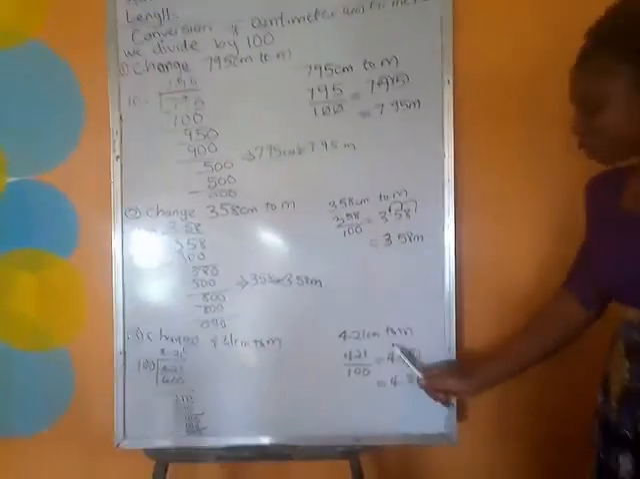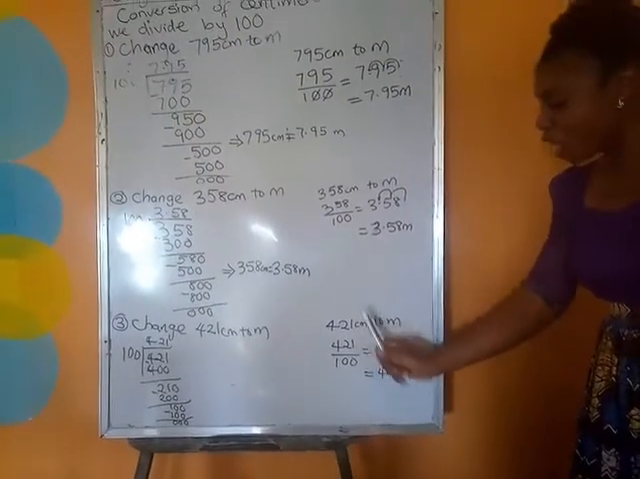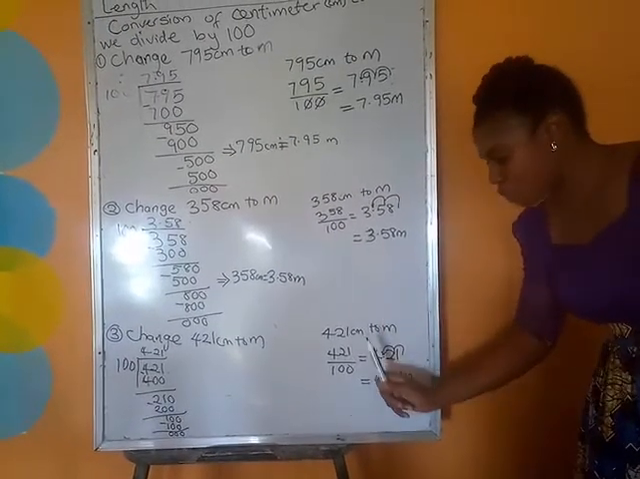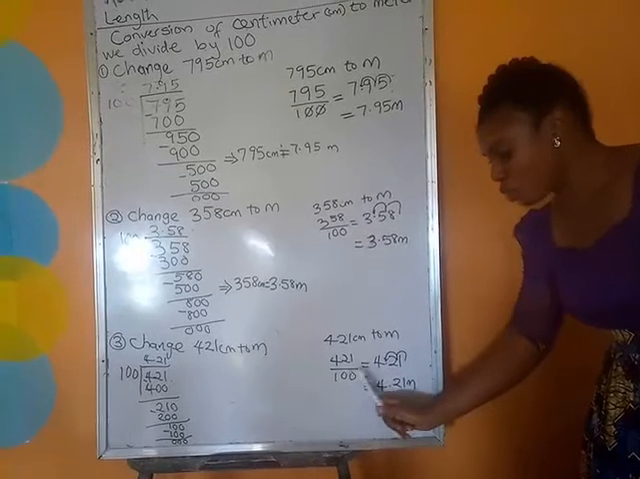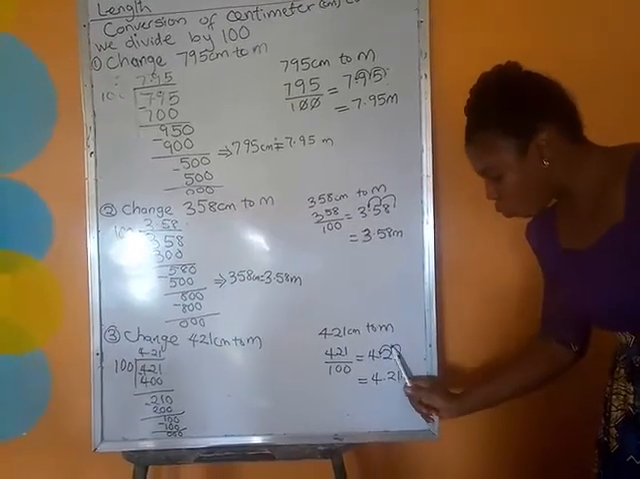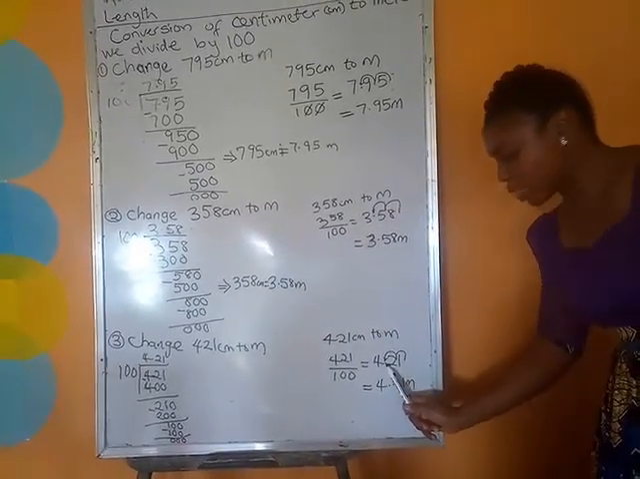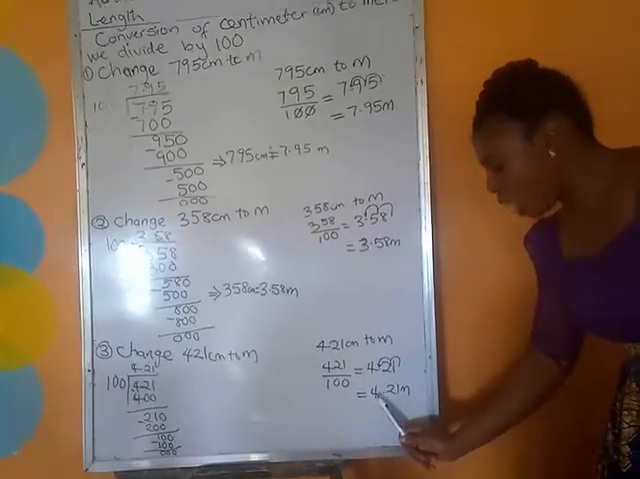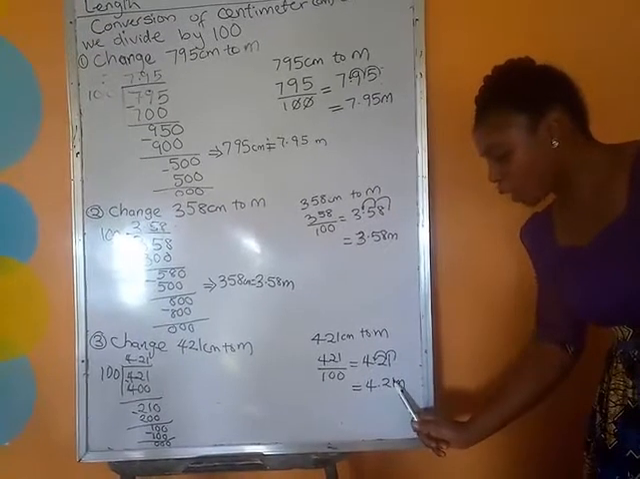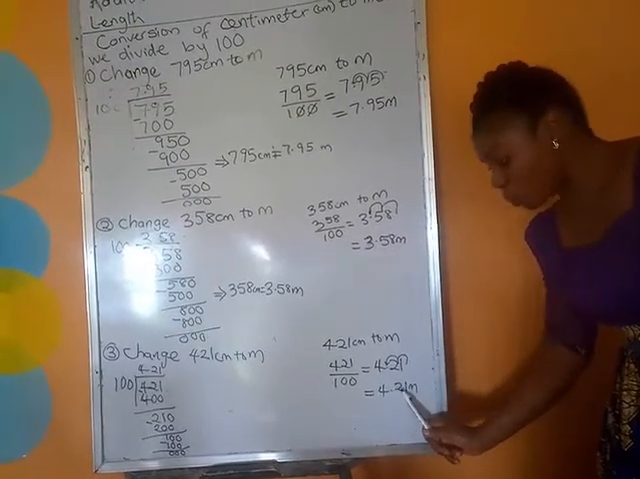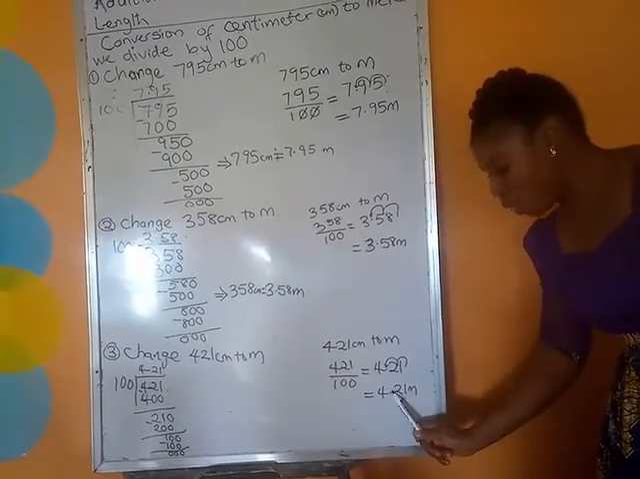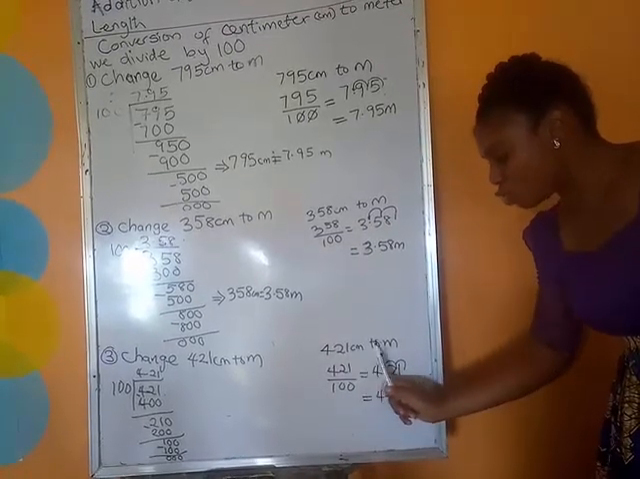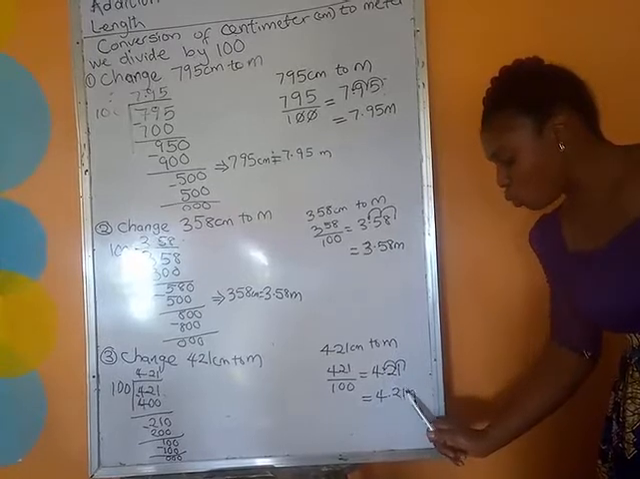Now in the other method, like I said before, each time you divide by 100, you have to shift it how many times? 2 times, because you have 2 zeros involved. Now you shift 1, 2, and you put your decimal point. Now when you shift that decimal point, you now have 4.21, because this number is less than 10. So your answer becomes 421 centimeter to meter is 4.21 meter.